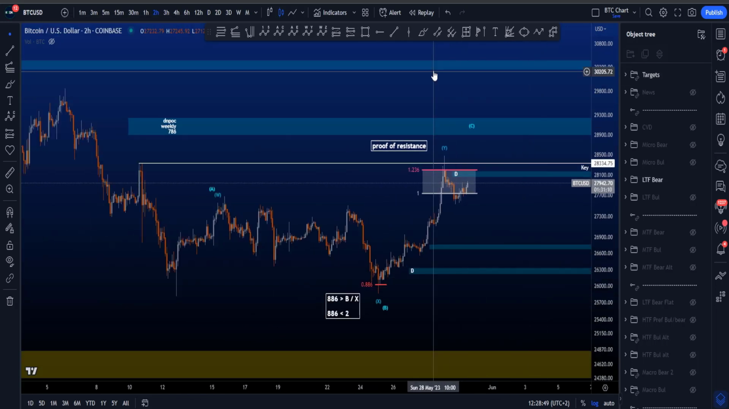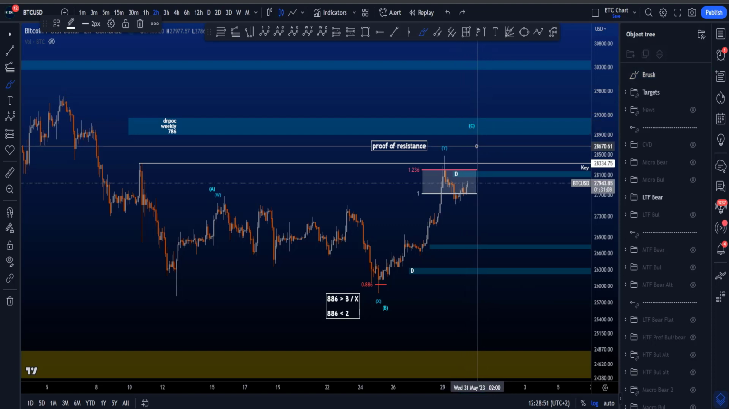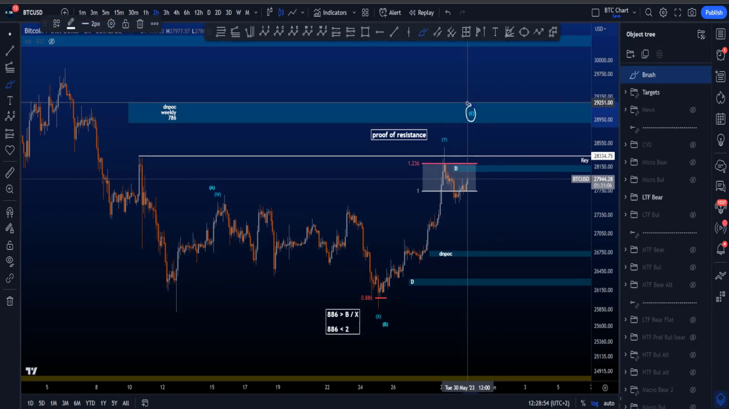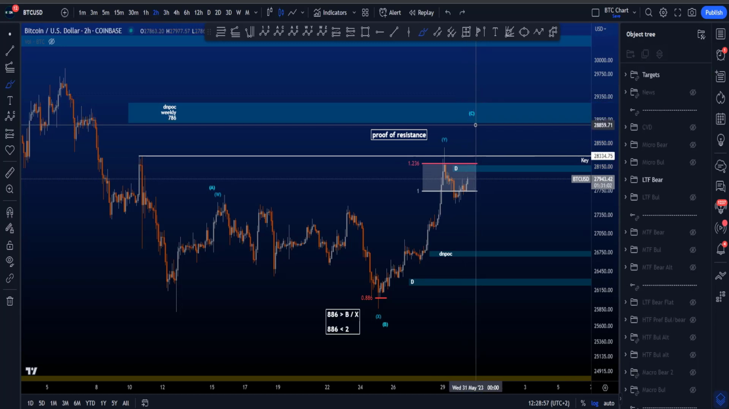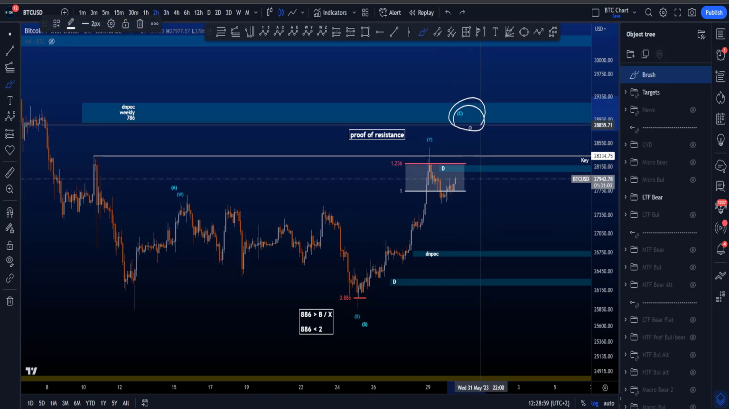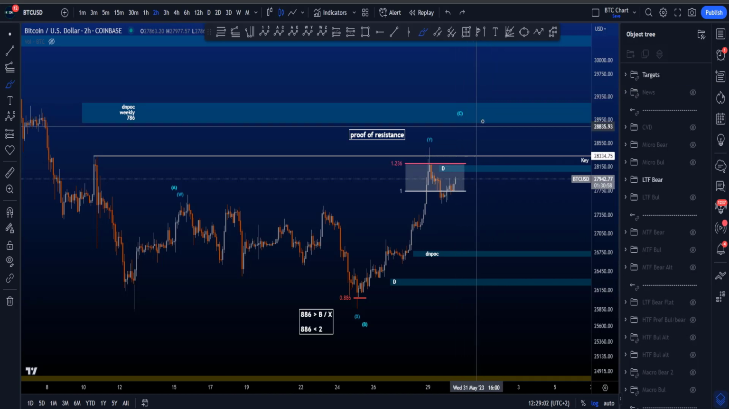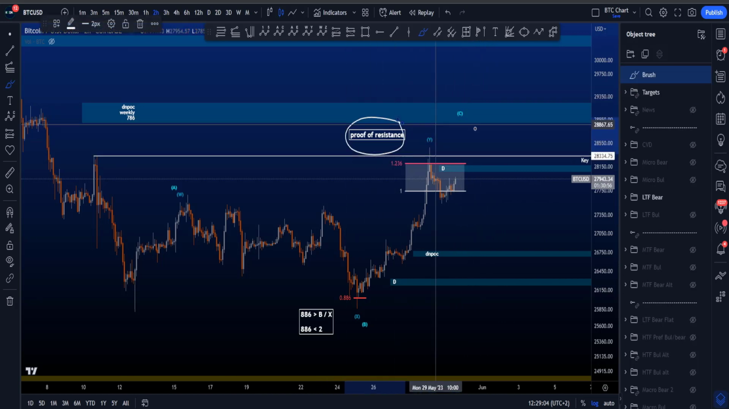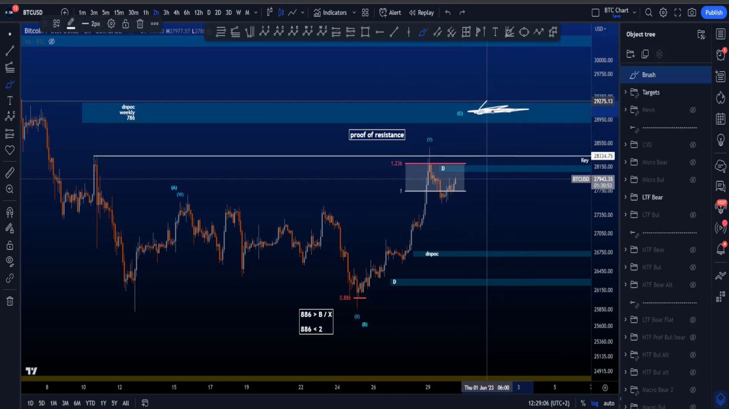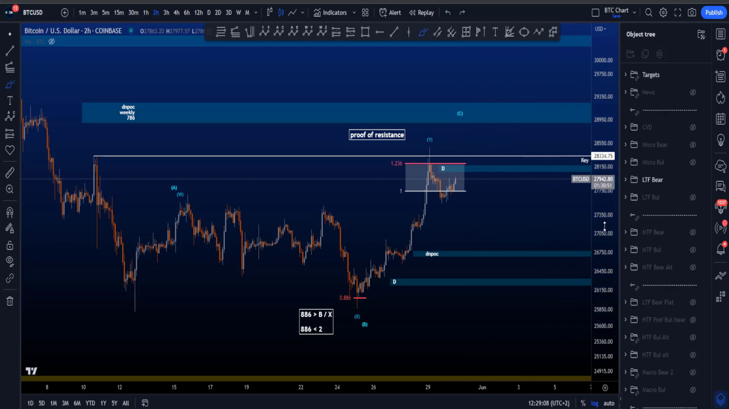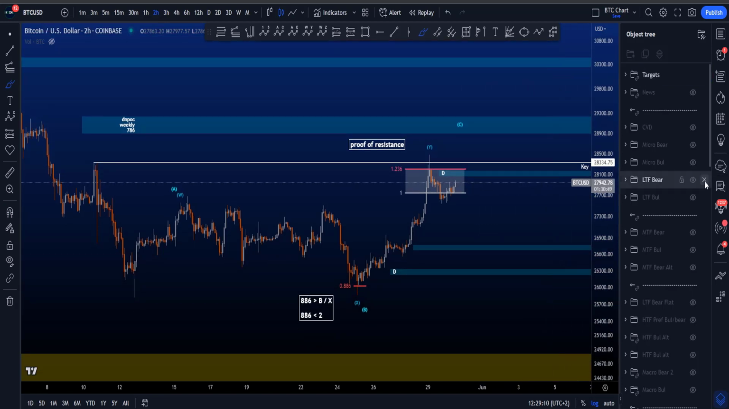Now for an ABC, the target area over here above is still a valid target for a potential wave C. So if price would continue to the upside and hit this target area, I'm very interested to see what price is going to do in this area and what potential proof of resistance we're going to see for then a potential short scenario here and a continuation to the downside in also the medium and high time frame bearish scenarios.